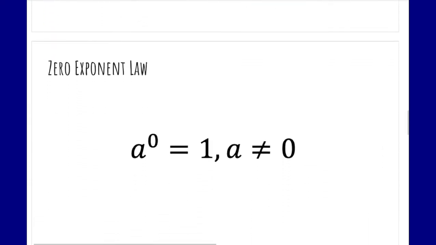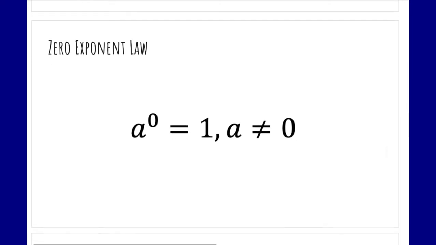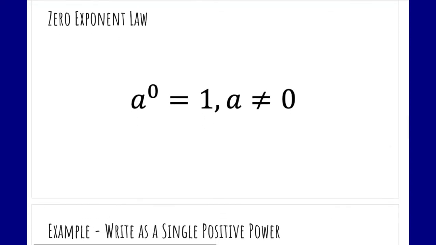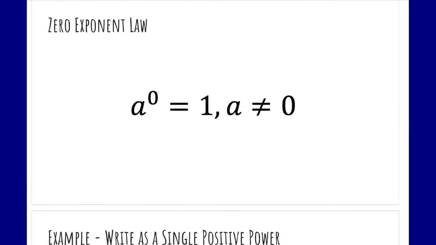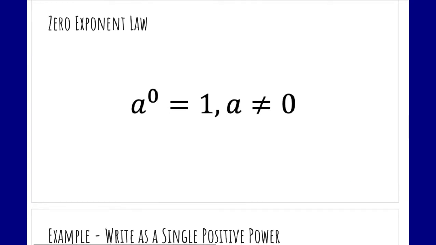The zero exponent law, so that was the first thing we kind of noticed. Basically anything to the power of 0 is going to equal 1. It doesn't matter what the base is, it's going to equal 1. Now, the one restriction or condition is that a cannot be 0. Right? Because if a was 0, then that would mean 0 equals 1, which doesn't work. So the only situation where this won't work is when a equals 0.